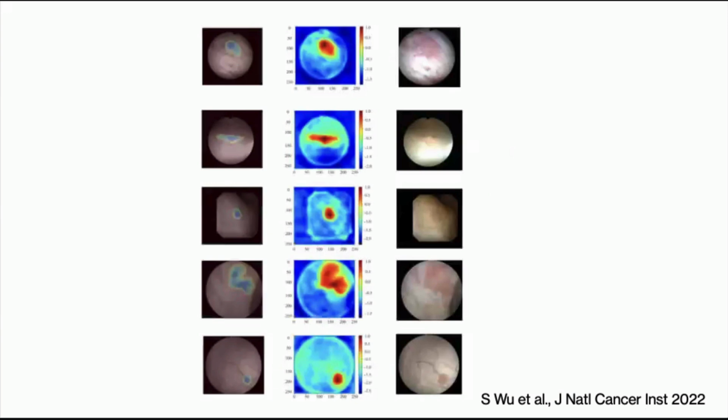And by doing that, they were able to create this program that will assign heat maps to every single pixel within your image, frame by frame. And on the basis of that, determine what areas it thinks are most suspicious for malignancy, whether it's papillary or flat.